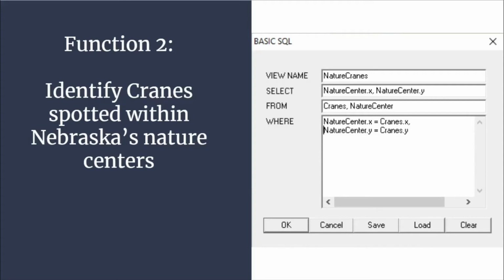The second function we developed was the ability to find cranes that had been spotted at nature centers throughout Nebraska. To do this query, we created a dataset with proposed nature center locations in Nebraska. Although these nature centers don't actually exist, this query allows us to highlight regions in Nebraska where there are clusters of sightings. What this looks like in our database are 6 different nature center zones within Nebraska, where the sightings are represented as dots within the zones.